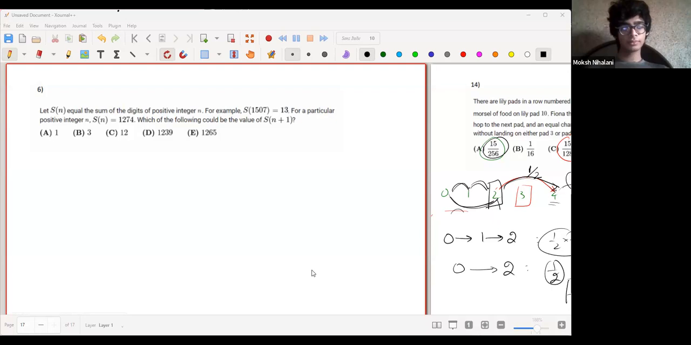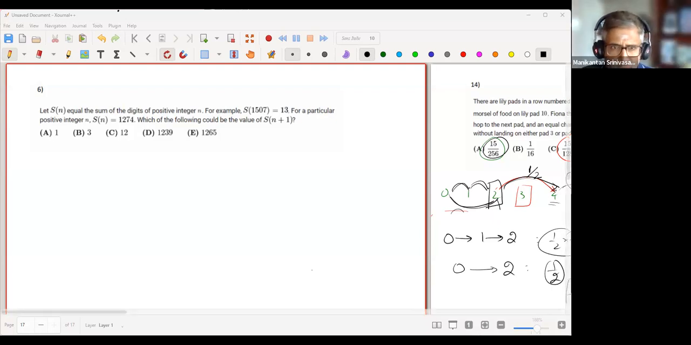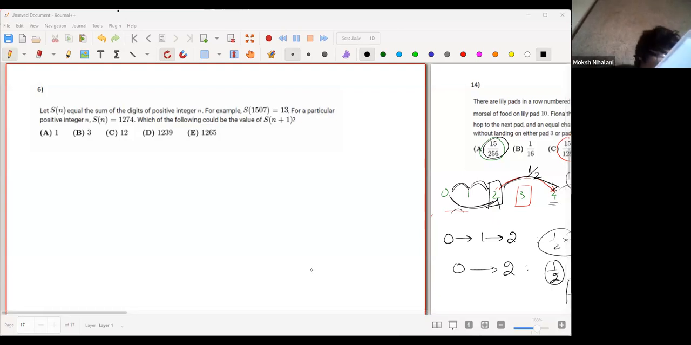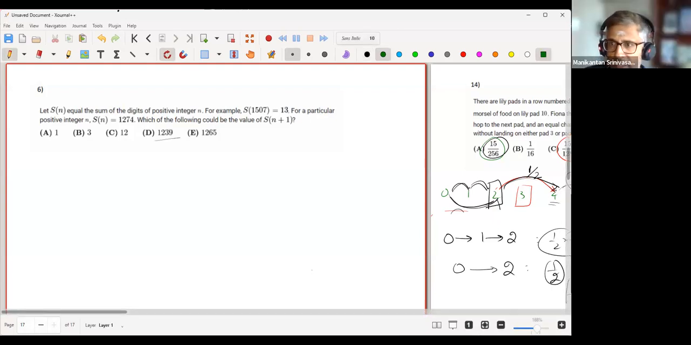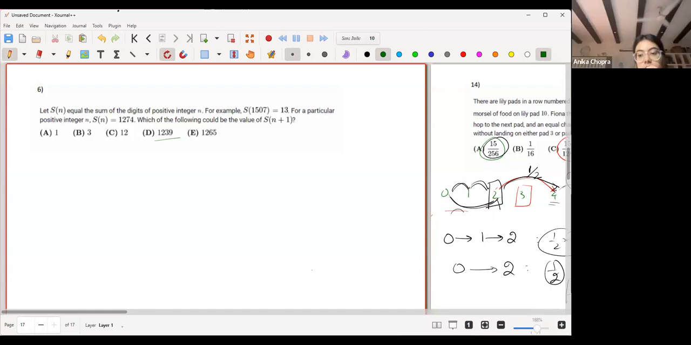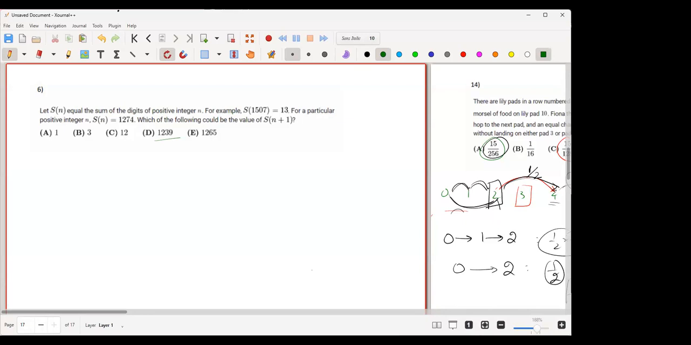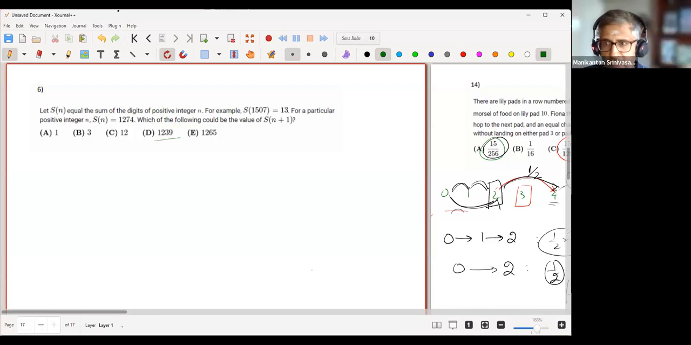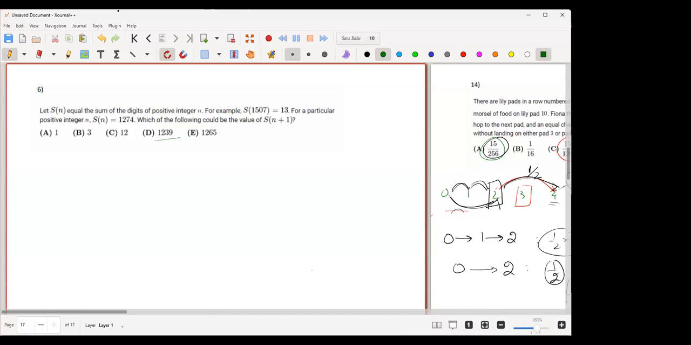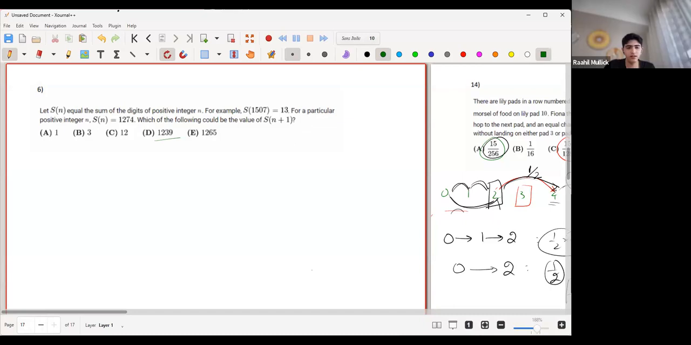Yeah, I got it. Okay. What did you get? I got 1239, option D. Okay. All right. Others who solved, same answer? Yes, same answer. Yes, sir. Okay, good. Soham, you want to take this? What did you do? Oh, Rahil, your hand was up. Yeah, go ahead. So I got E. Okay, you got 1265. Okay, a different answer.